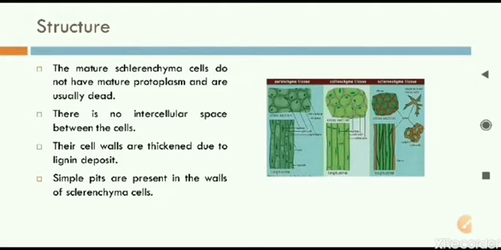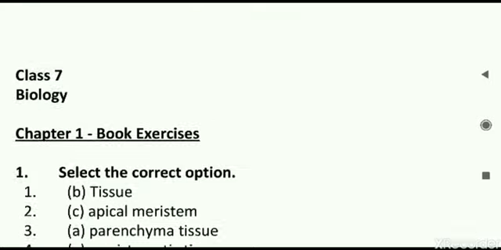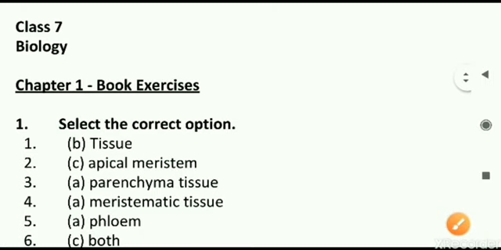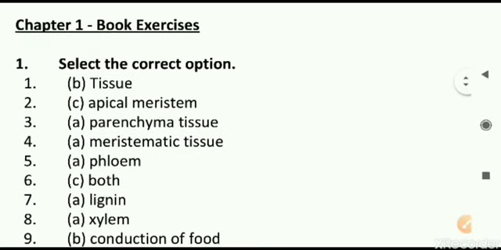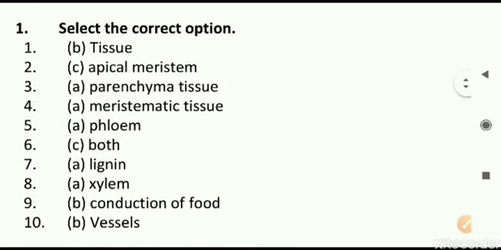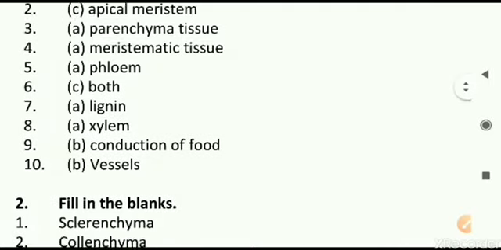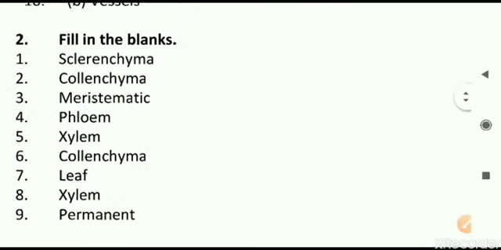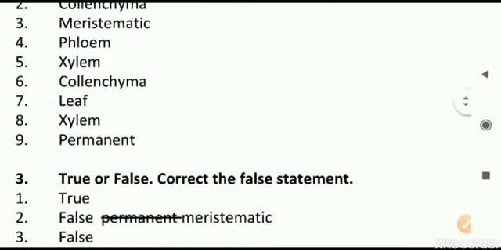Now we will move on towards the book exercises and the short answer questions of this chapter number 1. Here we are with the book exercises. I have mentioned only the answers here. You can note them down in your textbook. I will just scroll through. You can pause and note down these answers. All these answers you can easily note down.